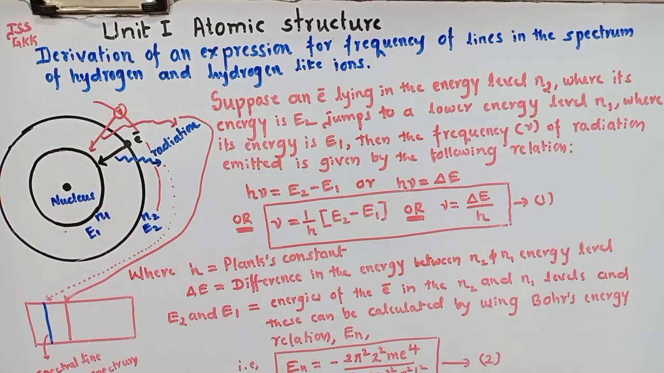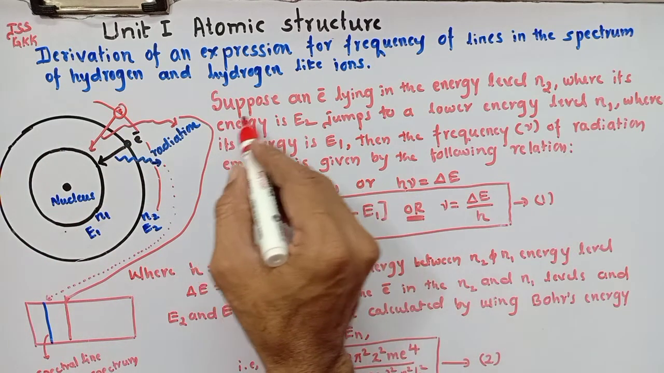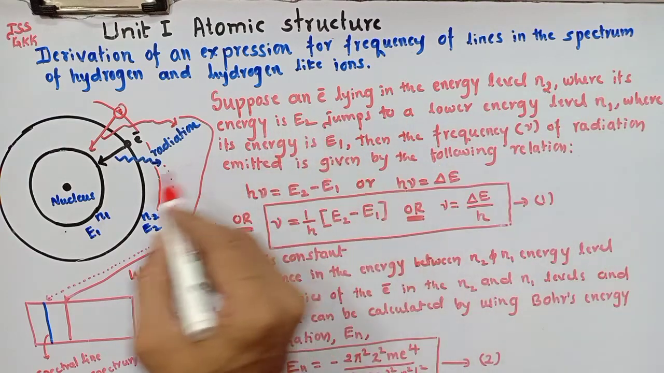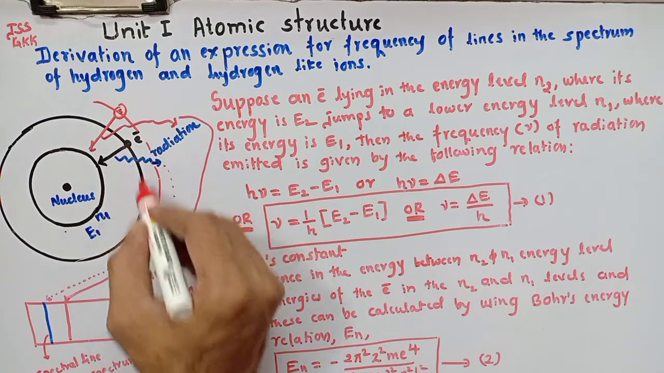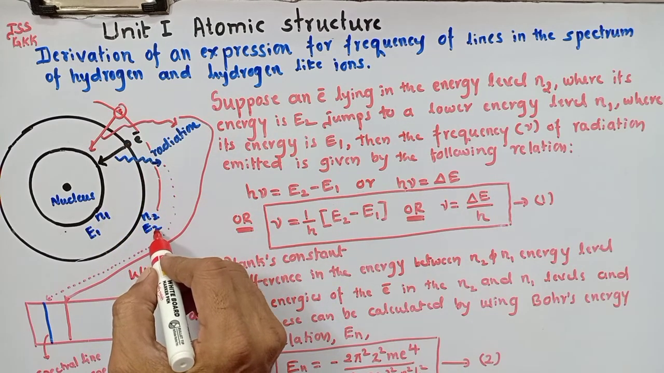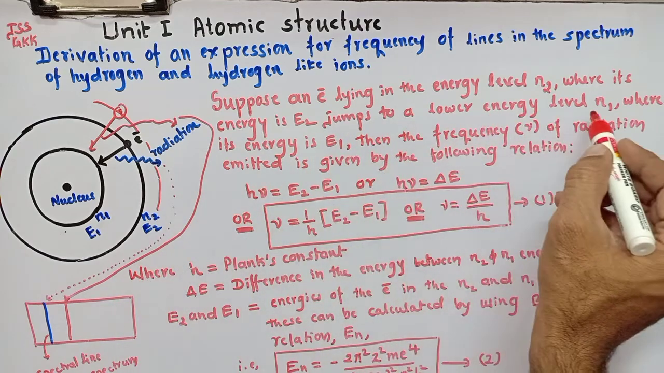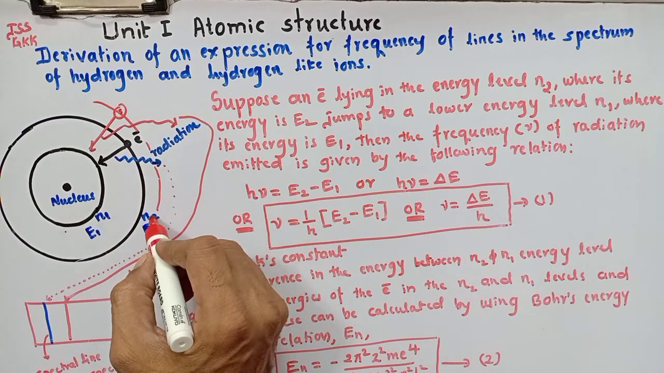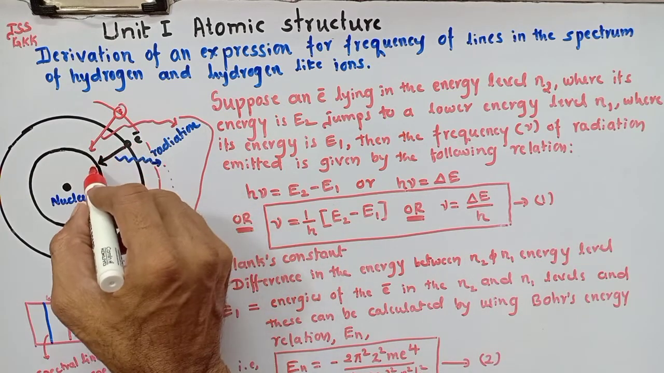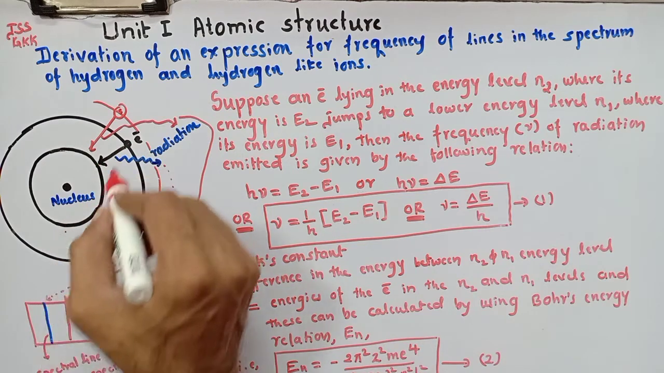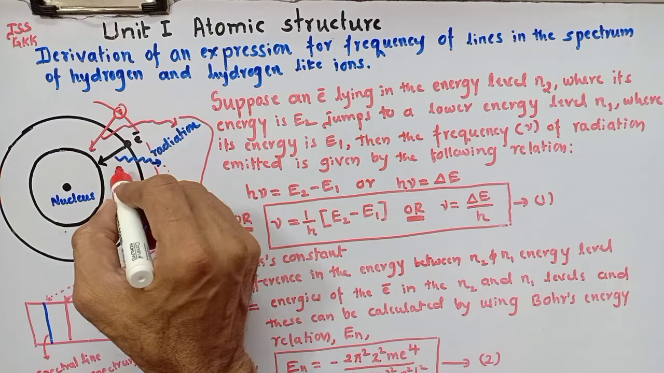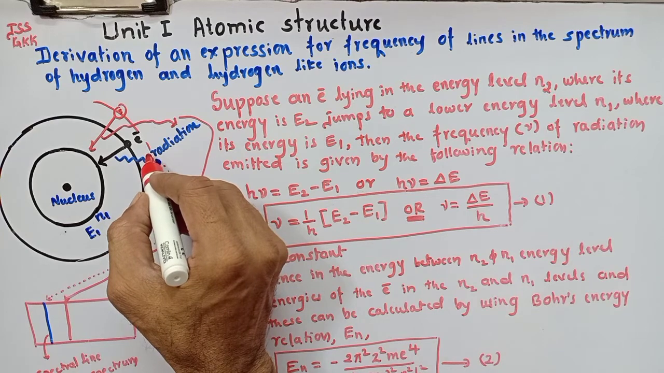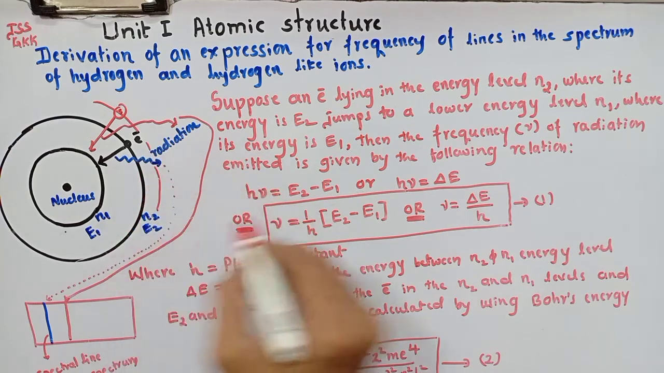Okay. So for that, let us suppose an electron lying in the energy level N2, where its energy is E2. Now when it jumps to the lower energy level N1, where its energy is E1, it will lose energy in the form of radiation, or emit radiation. The frequency of this emitted radiation is given by this relation.